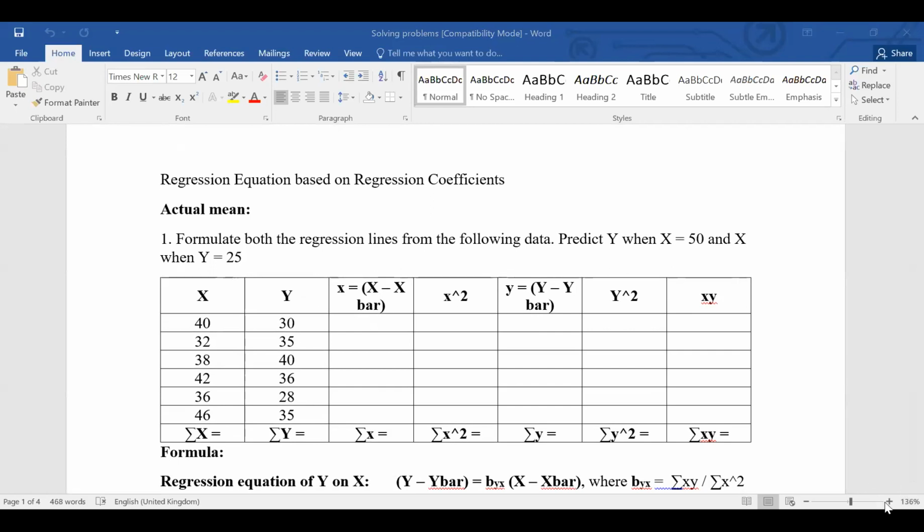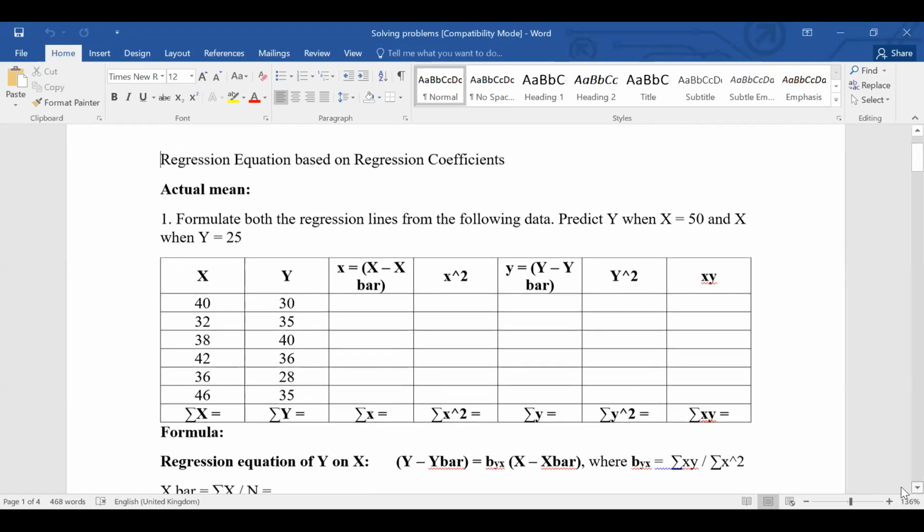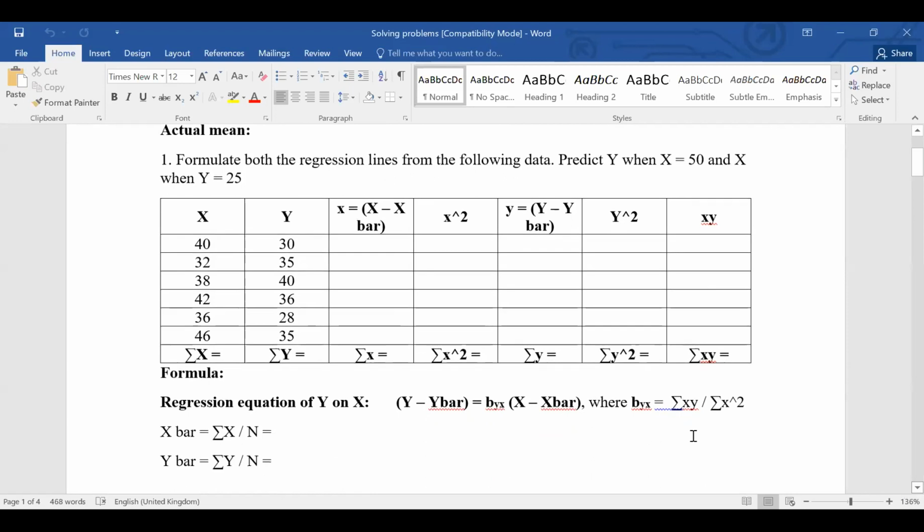So this is the first problem. Already I typed the problem because it will take time. See, this is the problem, these are the x and y values. Now we need to find small x equal to capital X minus x bar. Now how will we find x bar? Summation x by n, right? So what is the summation x?